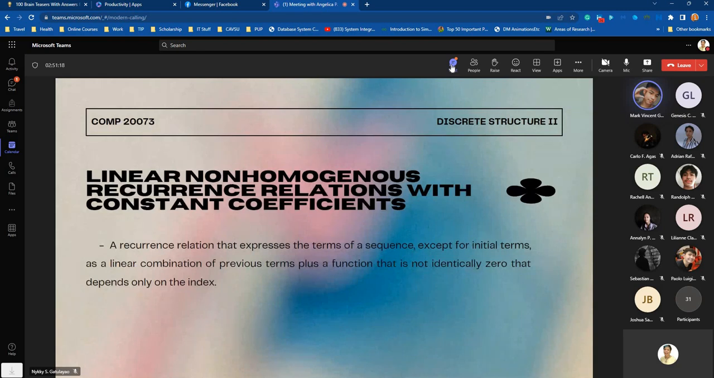Linear non-homogeneous recurrence relations with constant coefficients are recurrence relations that equate a term, given some initial terms, to a linear combination of previous terms plus a function that is not identically zero, that depends on n.